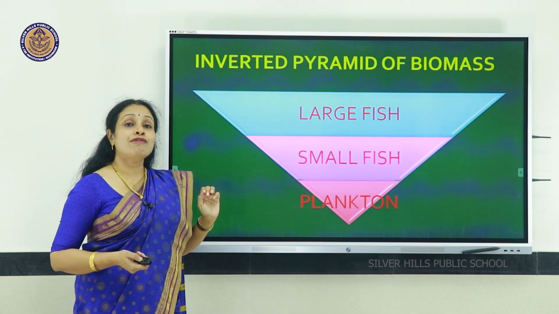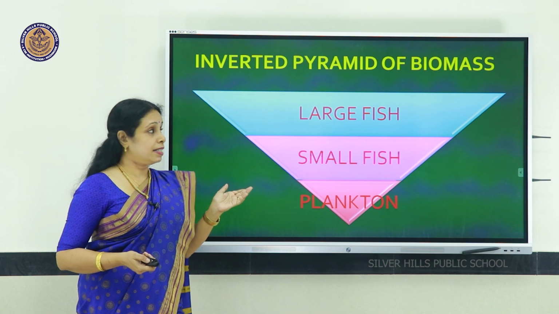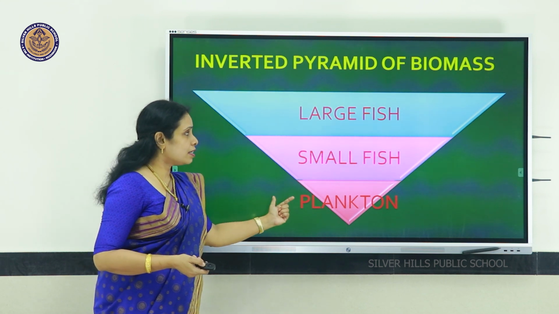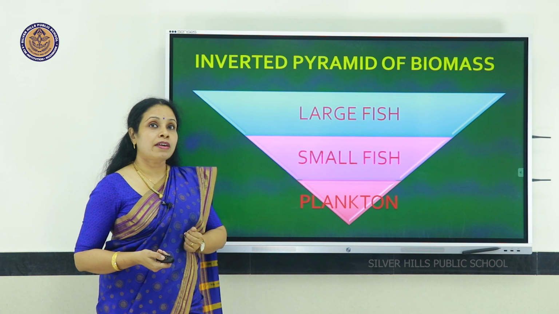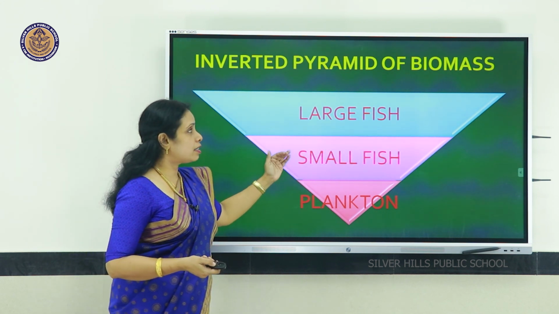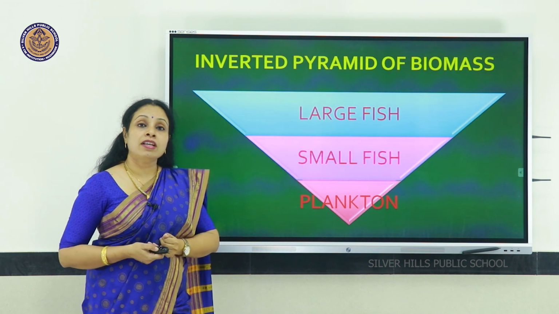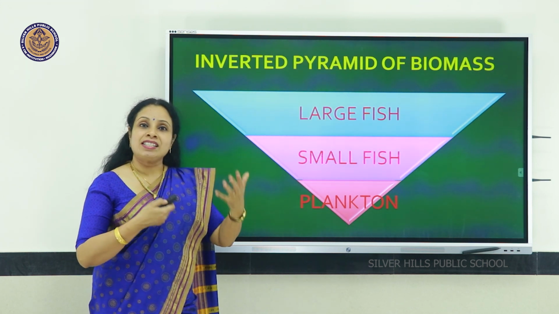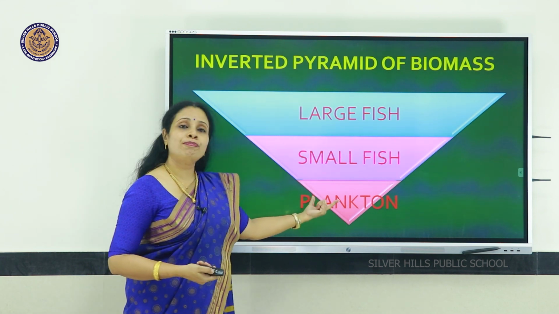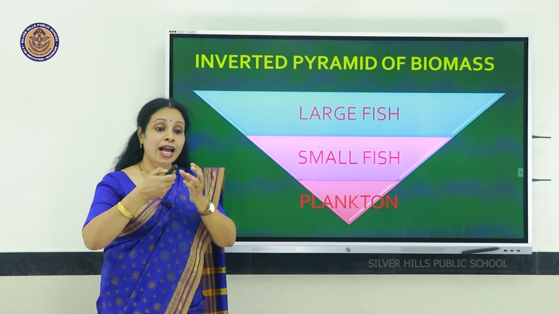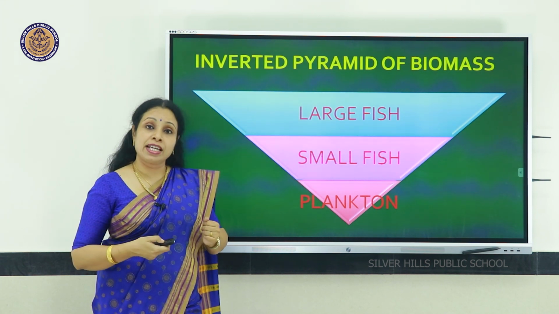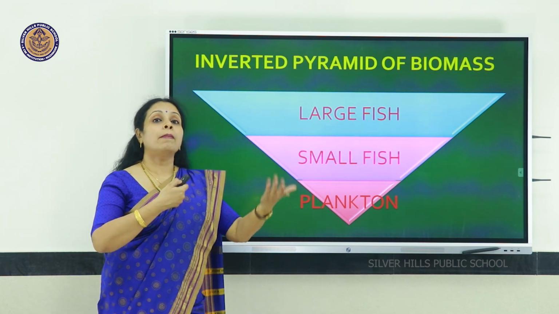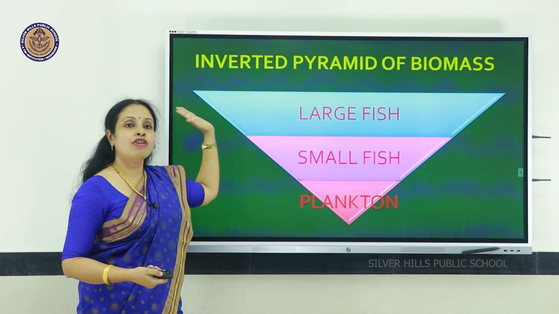Let's see an inverted pyramid of biomass, which is found in the sea. There are tiny plankton, millions of them are there. They are eaten by small fish. Let's imagine there were 1,000 small fish and that is eaten by larger fish. Let's imagine there were around 50 large fish. So if you take the total weight, the biomass of those millions of plankton is very less. Compared to that, the thousands of small fish have more body weight, biomass, and the 50 large fish have much more biomass. So it's an inverted pyramid of biomass in the sea.